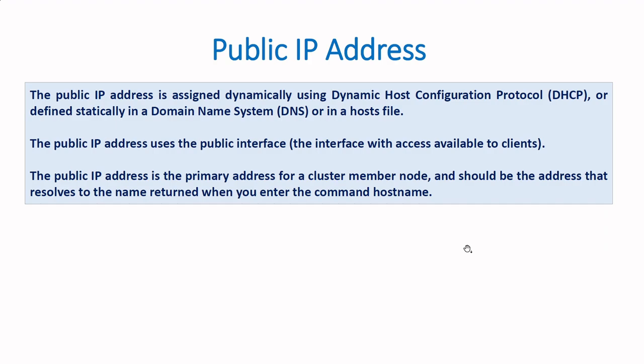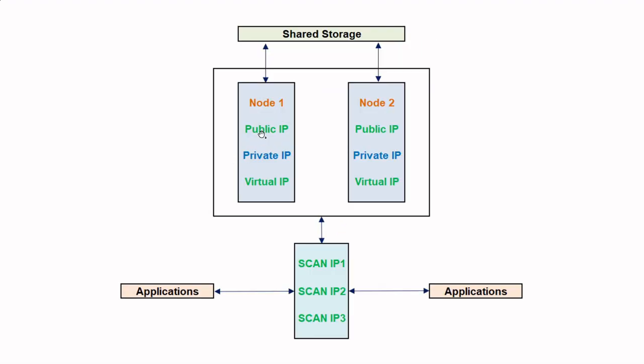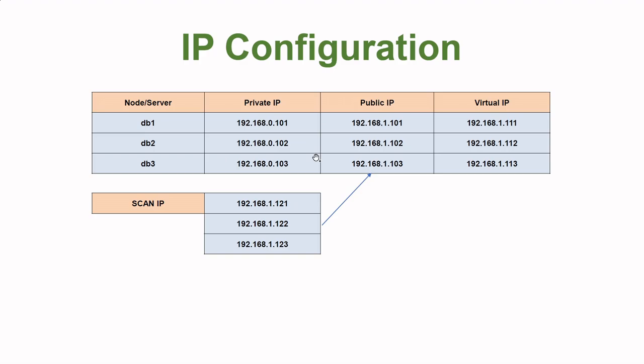The public IP address is again configured in the DHCP or DNS, or you can also configure it in a host file. The public IP address is used by the public interface. So here there will be a public interface and a private interface, so there will be 2 NICs. You will configure the public IP to this NIC, which stands for network interface card. At minimum you need 2 NICs, one for the public IP, one for the private IP. Now you can have multiple private IPs, so you can have multiple NICs, etc. We will cover that at a later point in time.